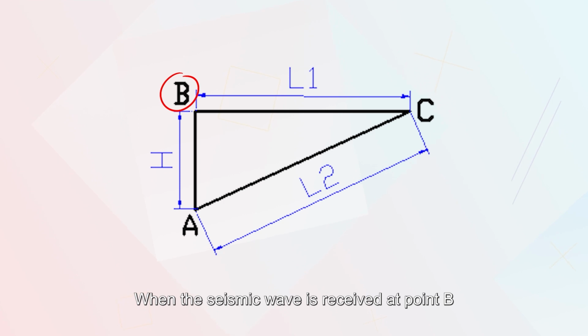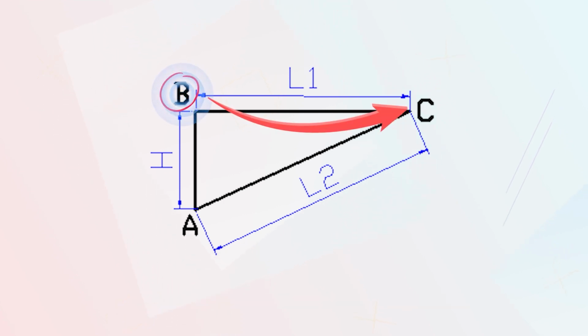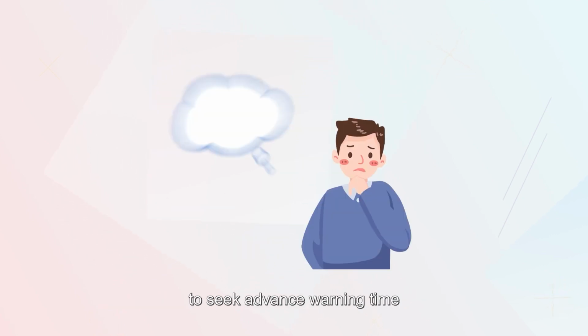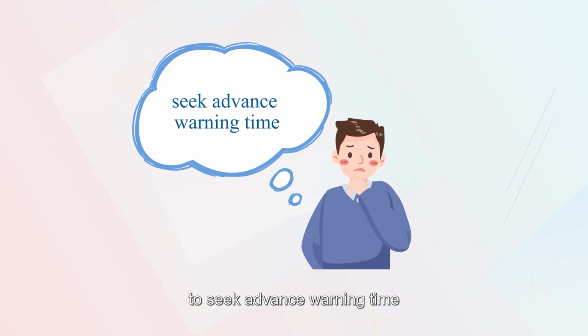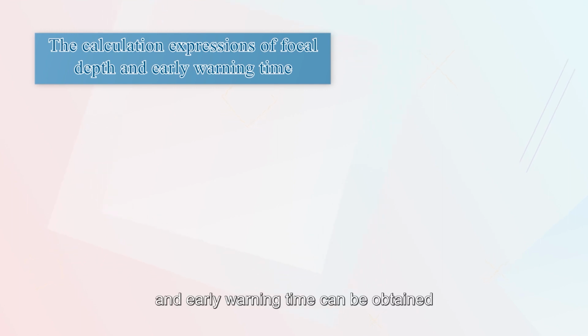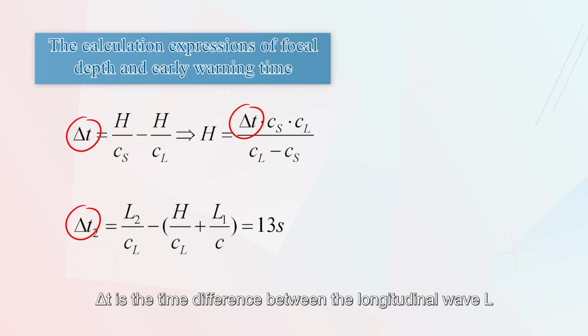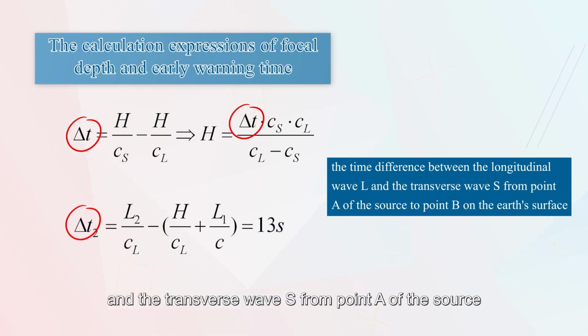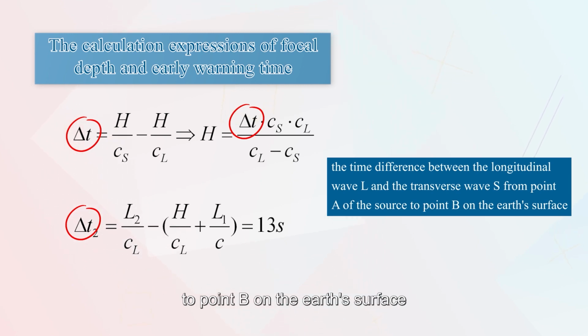When the seismic wave is received at point B, it immediately sends an earthquake signal to point C to seek advance warning time. The calculation expressions of focal depth and early warning time can be obtained by simple mathematical derivation. In the formula, delta t is the time difference between the longitudinal wave L and the transverse wave S from point A of the source to point B on the Earth's surface.